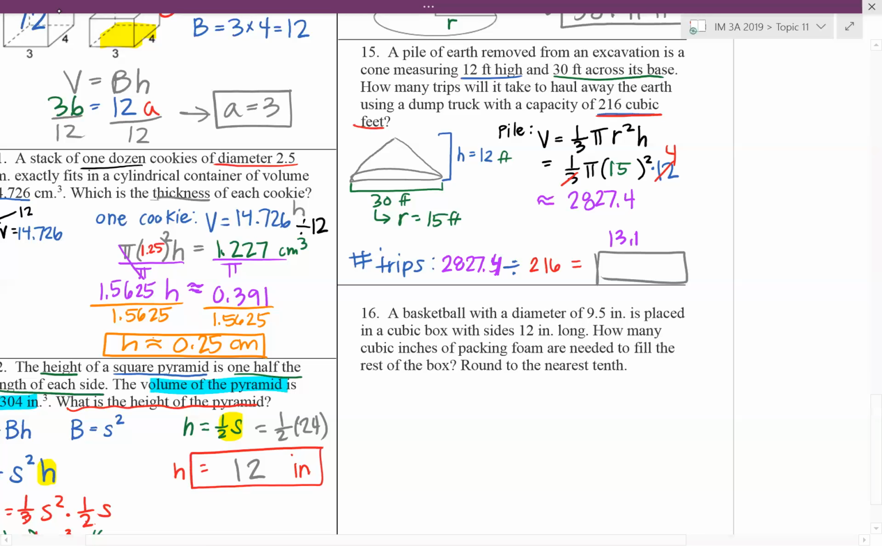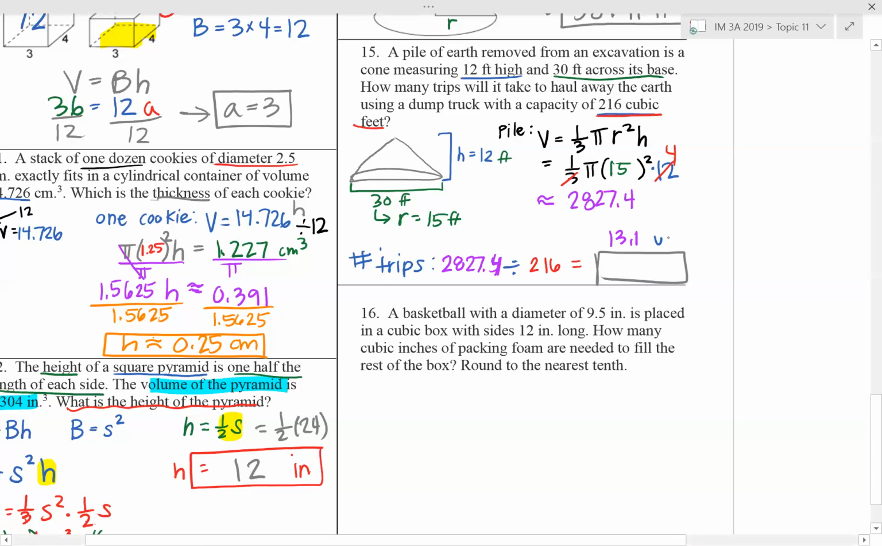So remember that I need to move the whole pile away. So I'm always going to round this up. So that means that I have to go 14 trips in order to move the entire pile of earth. So when I'm moving a pile, I have to round up every time, okay? So we're not rounding down to 13, we have to round up to 14 because everything needs to disappear.